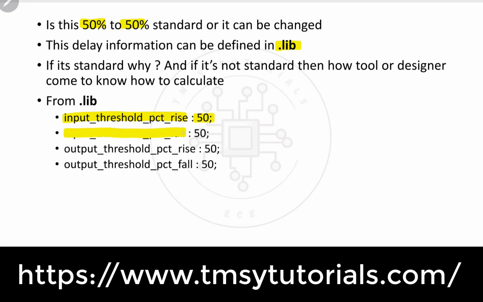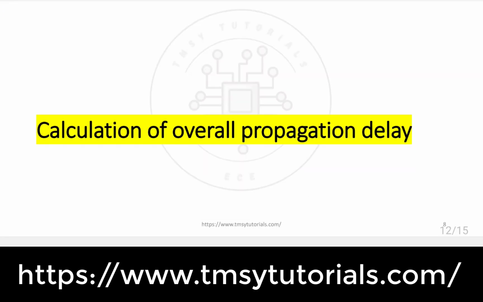Input threshold PCT fall is 50%. Output threshold PCT rise is 50%. Output threshold PCT fall is 50%. So here we are taking 50% as the point. If you want, you can change these points also in the .lib, but it depends upon how you are doing the characterization. Now let us take one example and try to calculate the overall propagation delay.